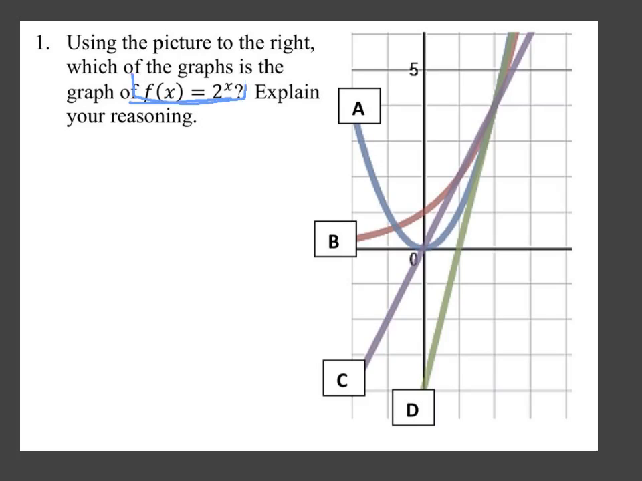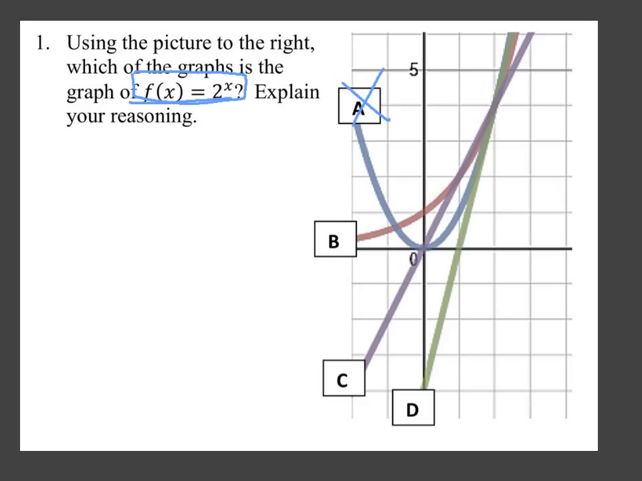In this equation, I automatically see that my x is the exponent. So I know that this equation is exponential, so I'm trying to find the exponential graph. When I look at graph A, this graph starts tall, gets smaller, and then curves back up. I know that can't be an exponential function, because exponential functions either grow or decay. They're not going to go down and come back up on the same graph.